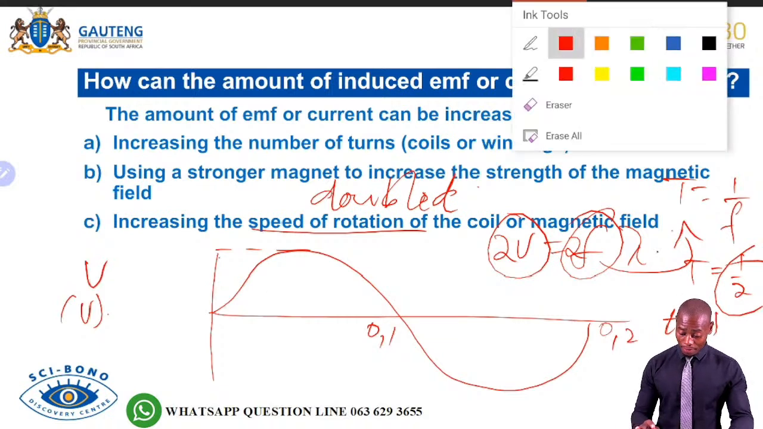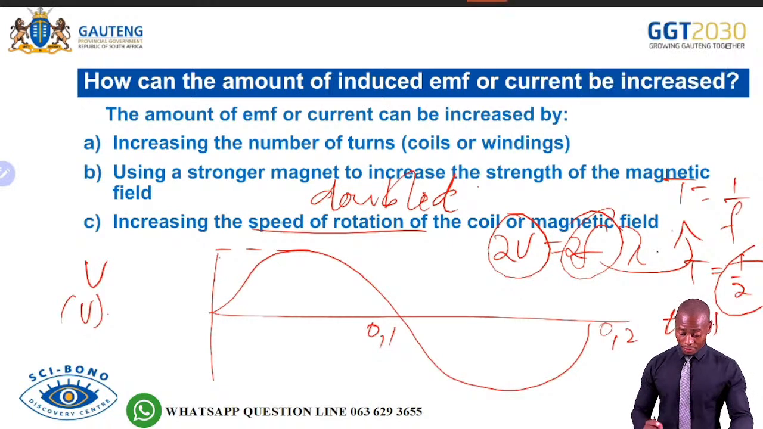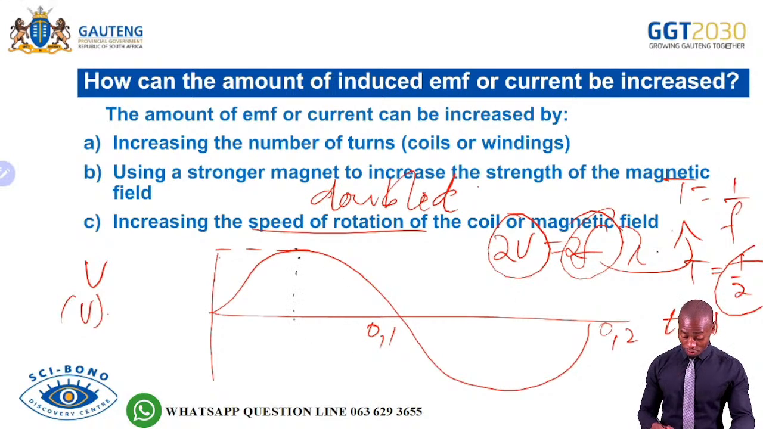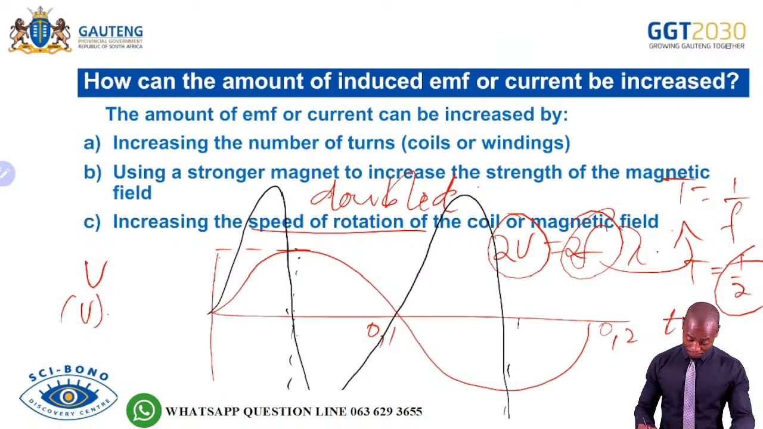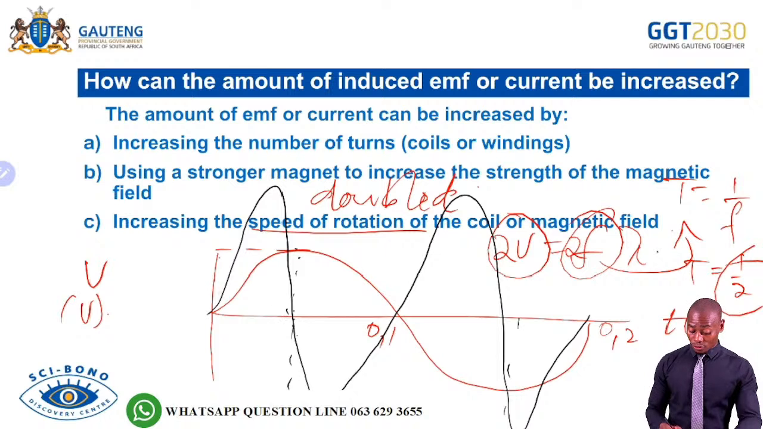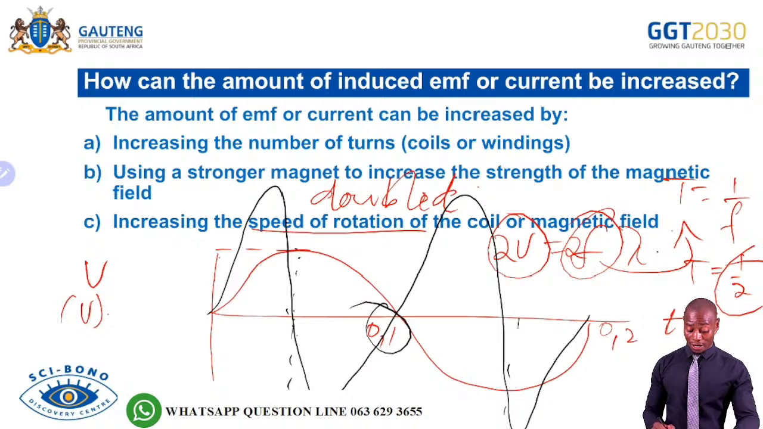Let me use a black ink there. Right. So we are saying this will be what? Will be doubled. So the total number of waves passing a point here will be more than before. So let me just do this. So this is what you are going to have. Right? So the total number of waves passing this was 0.1, it was half, but now it's a full wave.